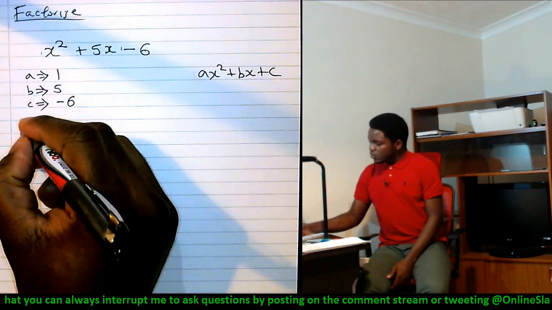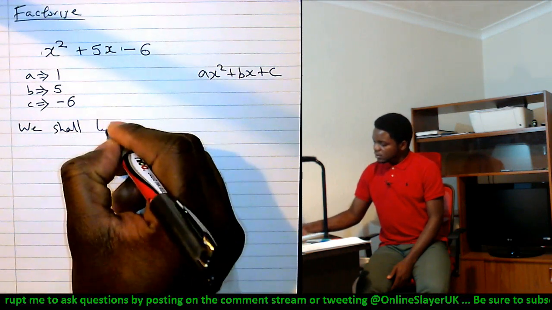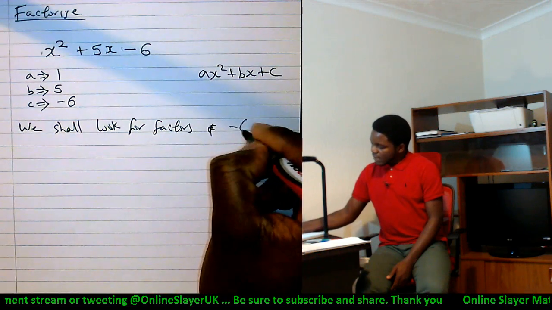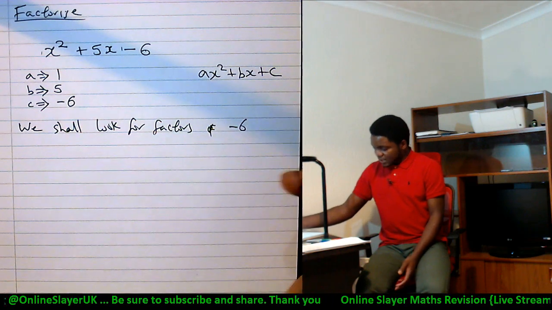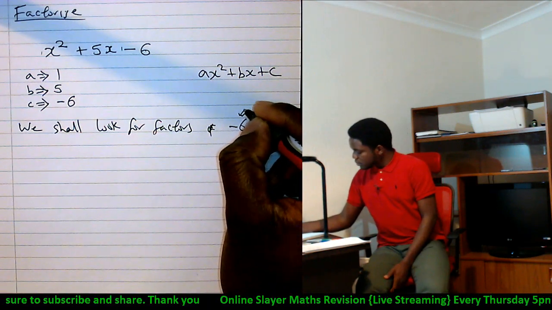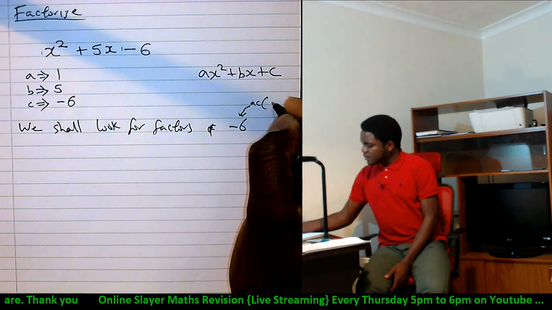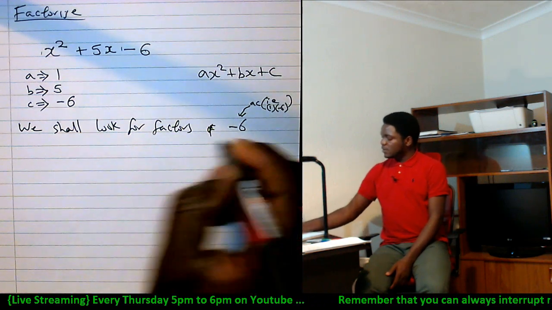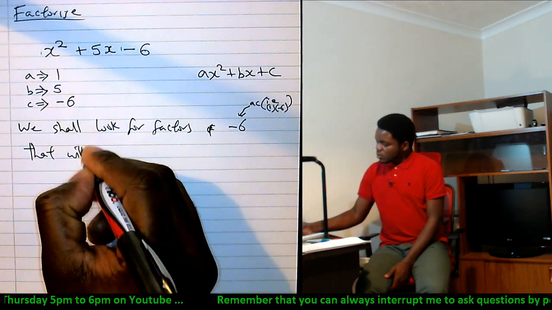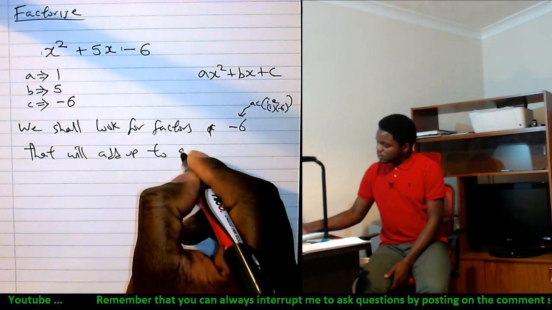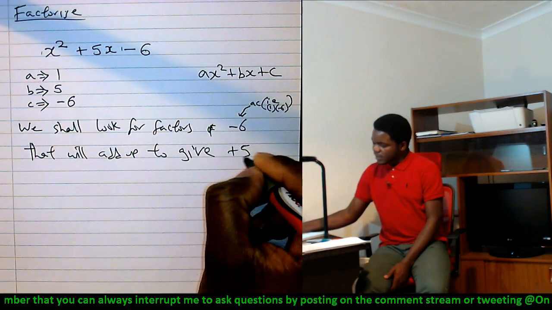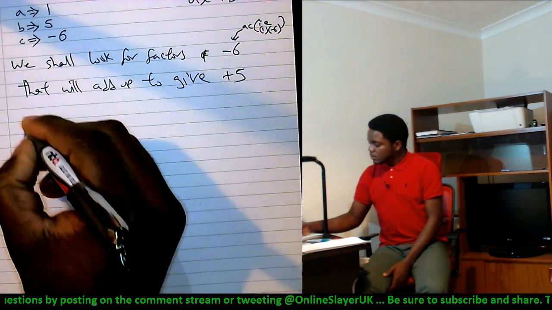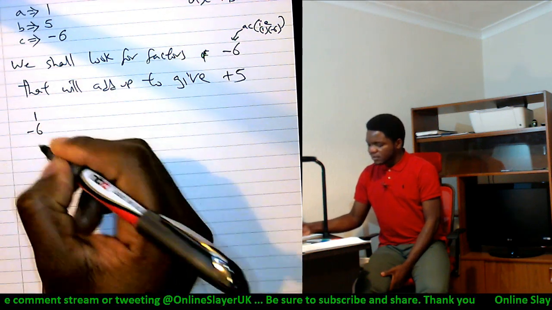Now, therefore, we shall look for factors of minus 6 times 1, because that's AC, right? AC is 1 times minus 6, which is minus 6. That will add up to give plus 5. Now, what are the factors of minus 6 that we know? We've got 1 times minus 6.